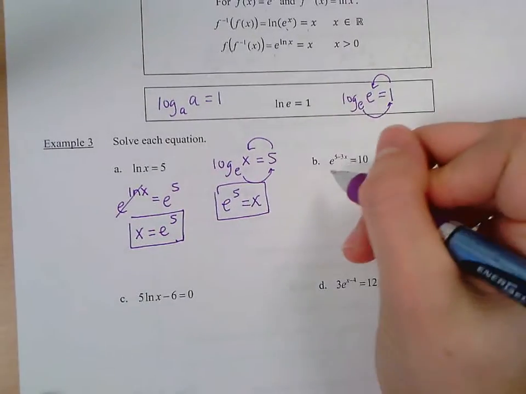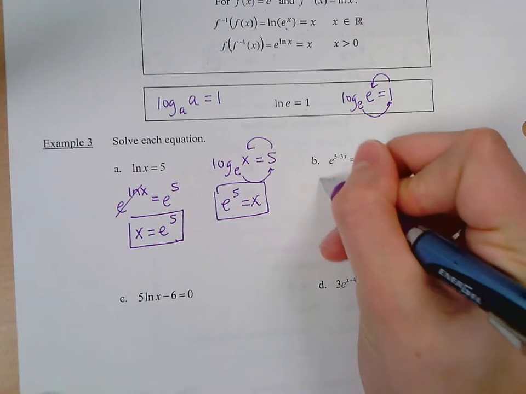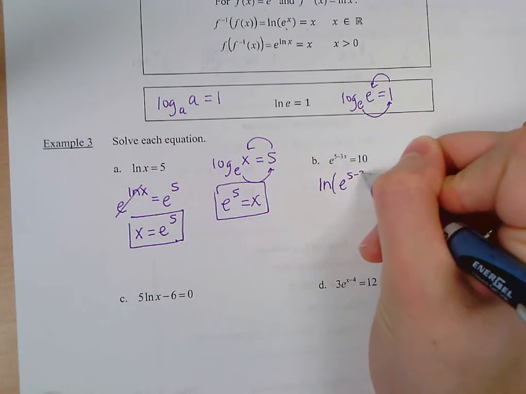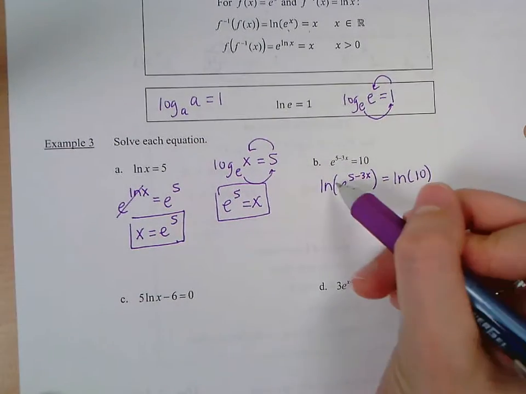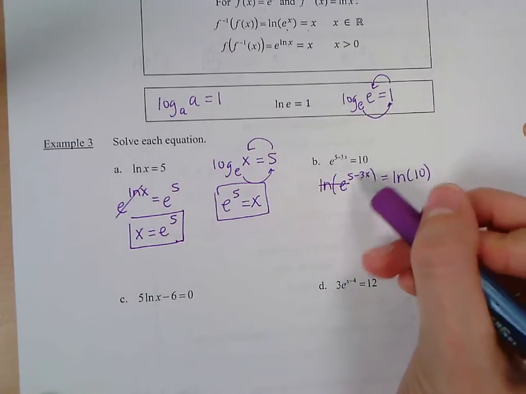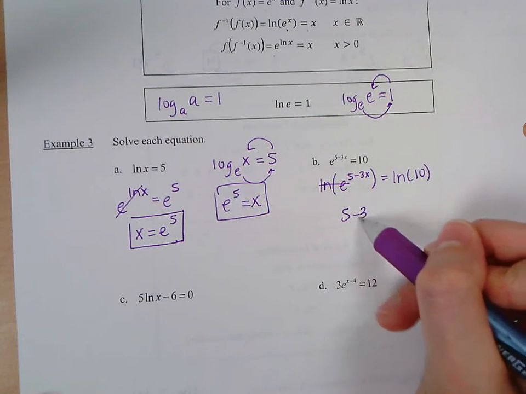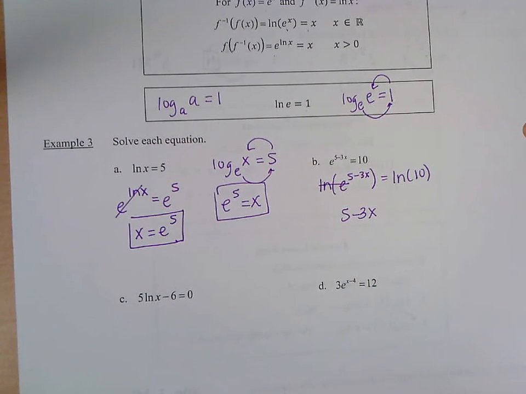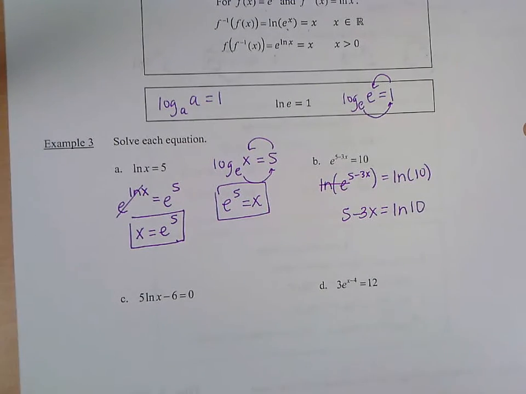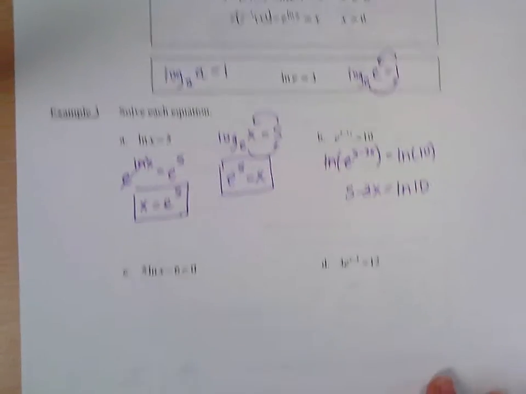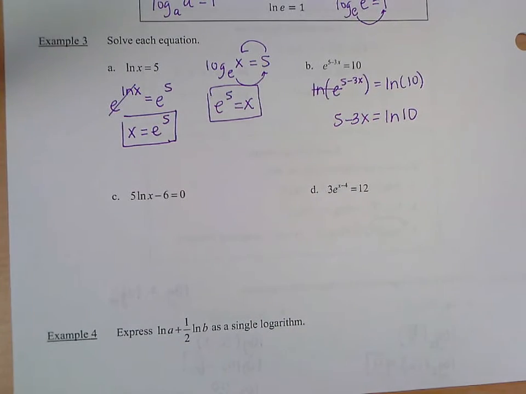If I take the natural log of both sides, I have natural log of e to the 5 minus 3x equals natural log of 10. The natural log and e cancel, and now my power is no longer a power. It's just brought down. I have 5 minus 3x. But I still have natural log of 10 on the other side. Here I'm showing you exact answers. If I type that in a calculator, I'm going to get a decimal approximation. Chances are you're solving an equation like this without a calculator, so you're going to leave it in exact form.